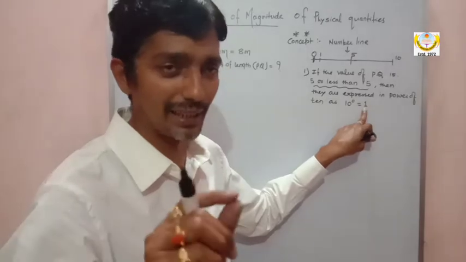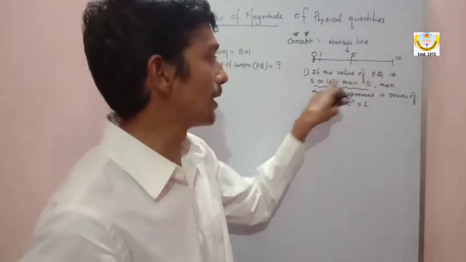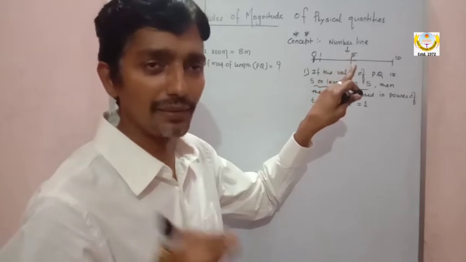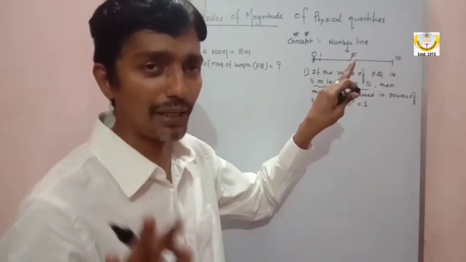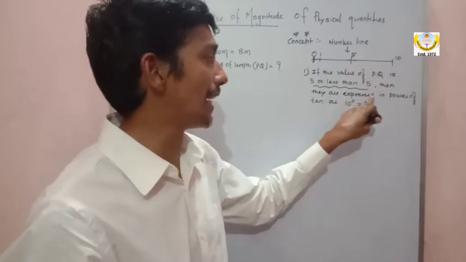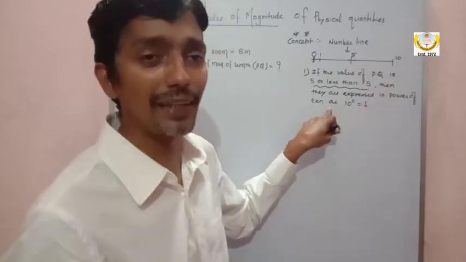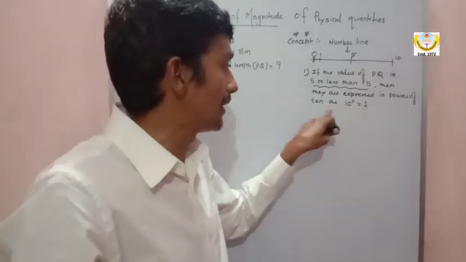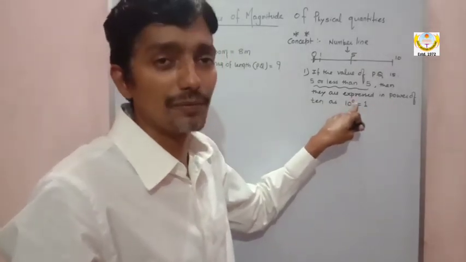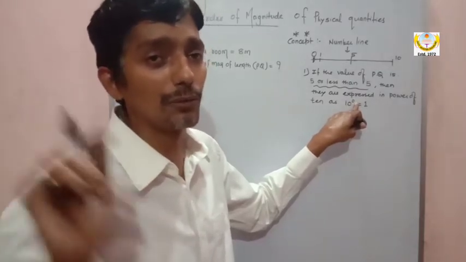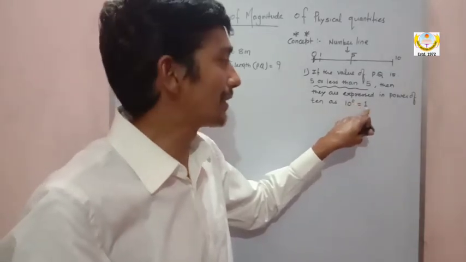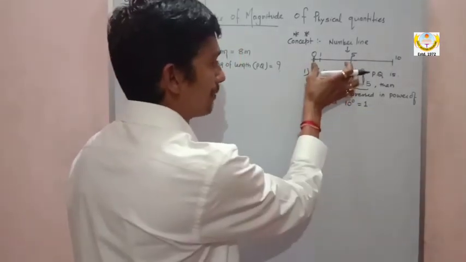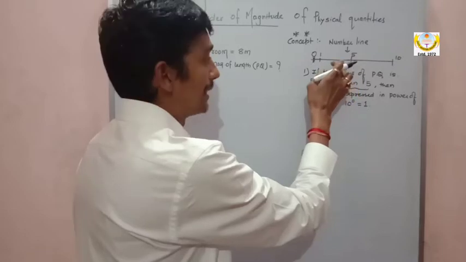Please take this concept. If the value of a physical quantity is 5 or less than 5, right? Any physical quantity, if I get a value 5 or less than 5, then they are expressed in power of 10 as 10 power 0, and that is equal to 1. So what it means, my dear, is that any value, if it is less than 5, is close to 1.